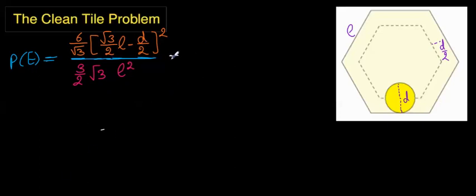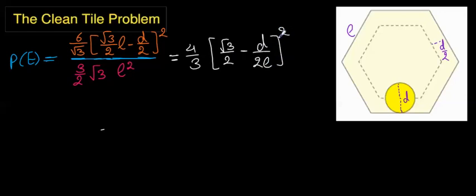Here you have 4 over 3 times (L minus D over 2) squared over L squared. So that's it. And then this is the probability of no cut. Actually, we can say again, it's the small area over the big area.